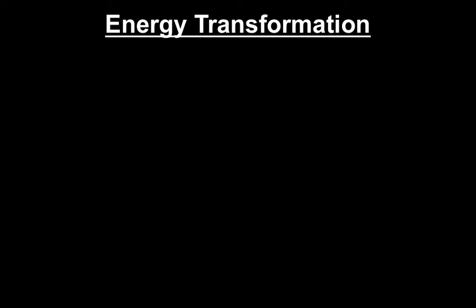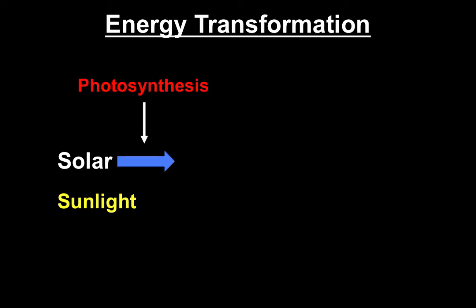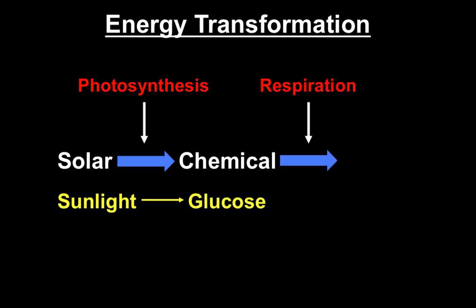So if we look overall at the full energy transformation that's occurred, I started with solar in the form of sunlight, and then I transformed it through the process of photosynthesis into chemical energy in the form of glucose, and then I transformed it again through cellular respiration into cellular energy in the form of ATP.